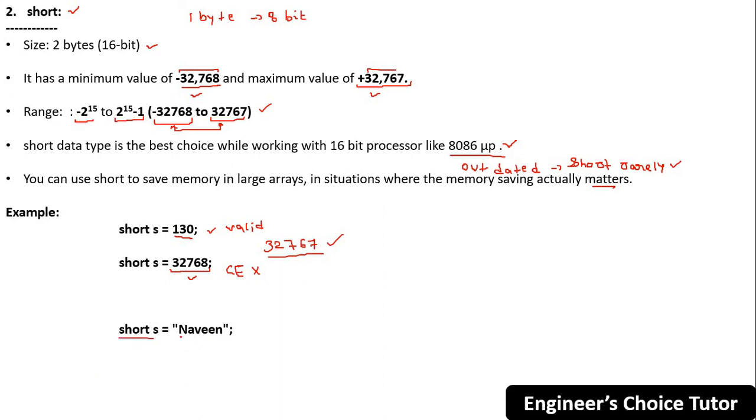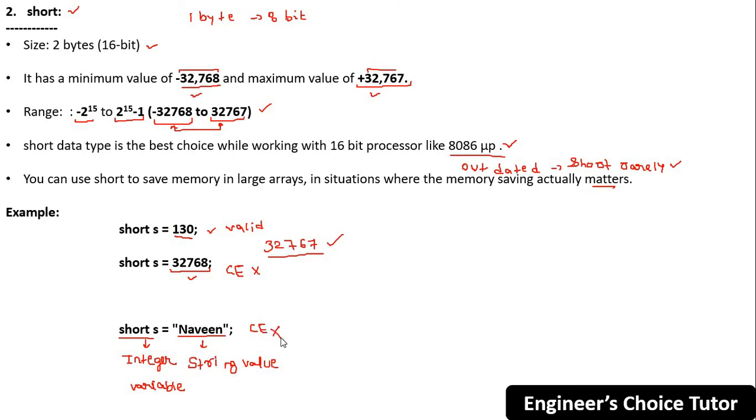short s is equal to "Naveen". This Naveen is what type? String type. How can you assign a string type value to a short type variable? It is an integer variable, right? How can you assign a string value to an integer variable? Is it possible? No, you will get a compile time error in this case also.